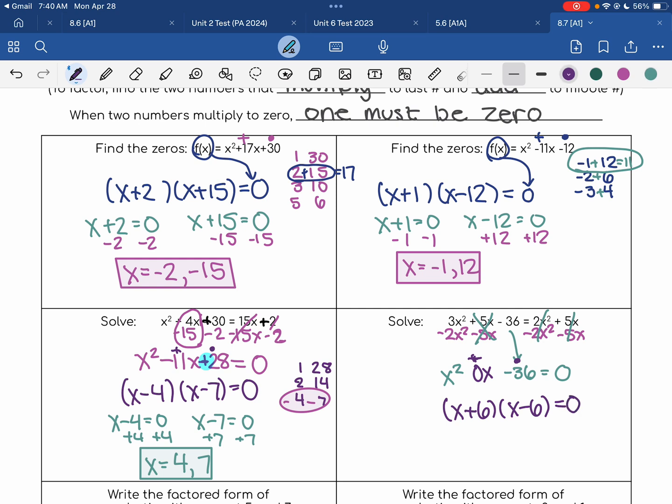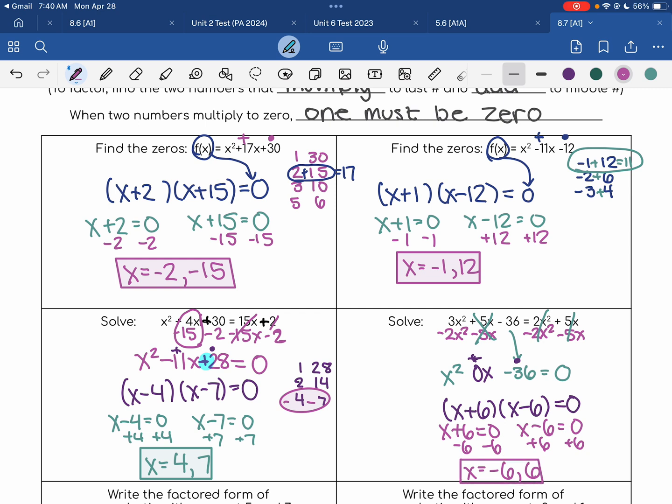And then I would solve both of those. X plus 6 equals 0. X minus 6 equals 0. Which some of you might already know. That means my answers are going to be negative 6 and positive 6.